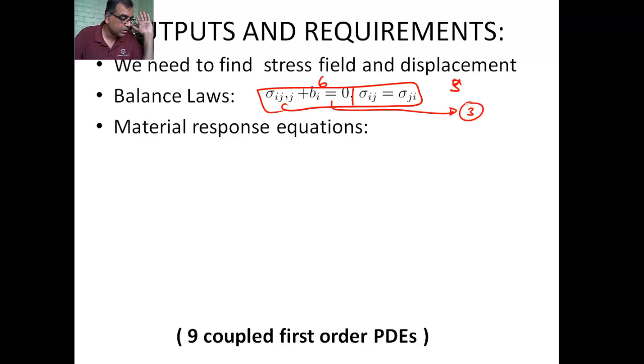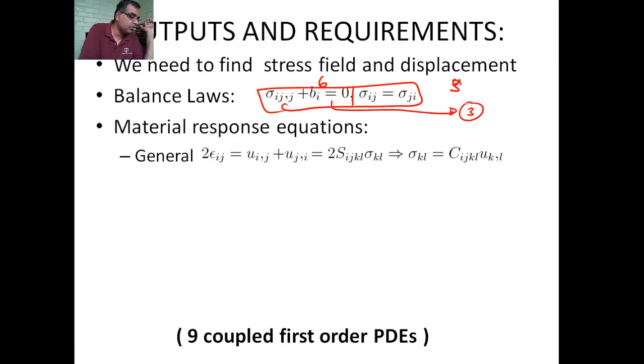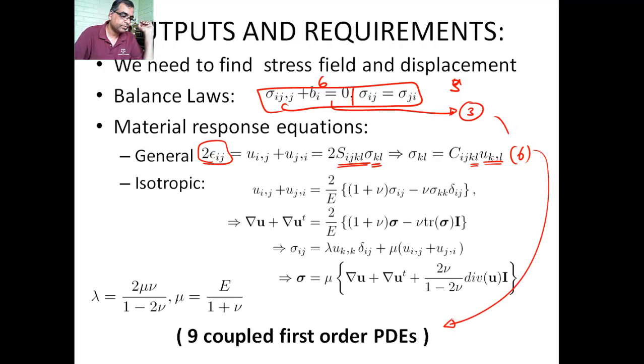The material response function for a Hookean material looks like this: 2 times strain equals the compliance times stress. The 2 is there because I want to write it in terms of displacement, u_i,j plus u_j,i. If I write stress in terms of displacements, it's actually quite nice, and it'll be an exercise for you to see what happens to the u_l,k term. How come I wrote only u_k,l? So this is 6 equations. So 6 plus 3 is the 9 coupled PDEs.